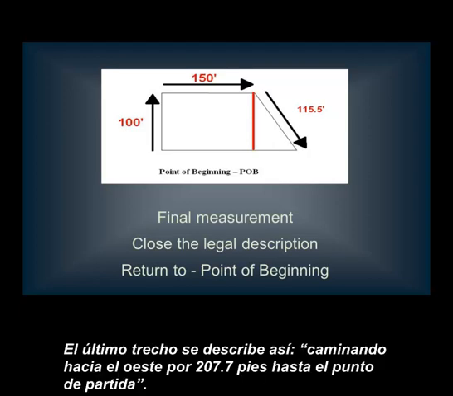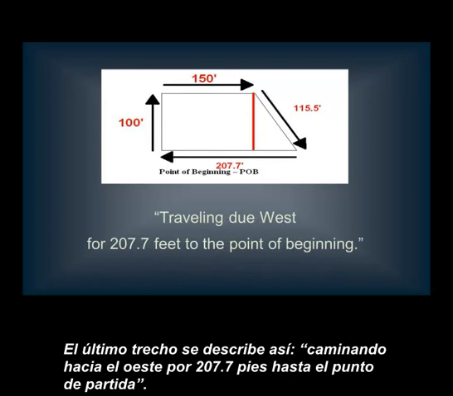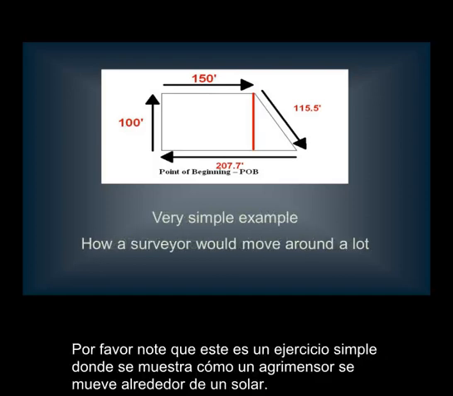The final measurement would close the legal description, meaning it would return to the point of beginning. This description would read, traveling due west for 207.7 feet to the point of beginning. Please note, this is a very simple example showing how a surveyor would move around the lot.